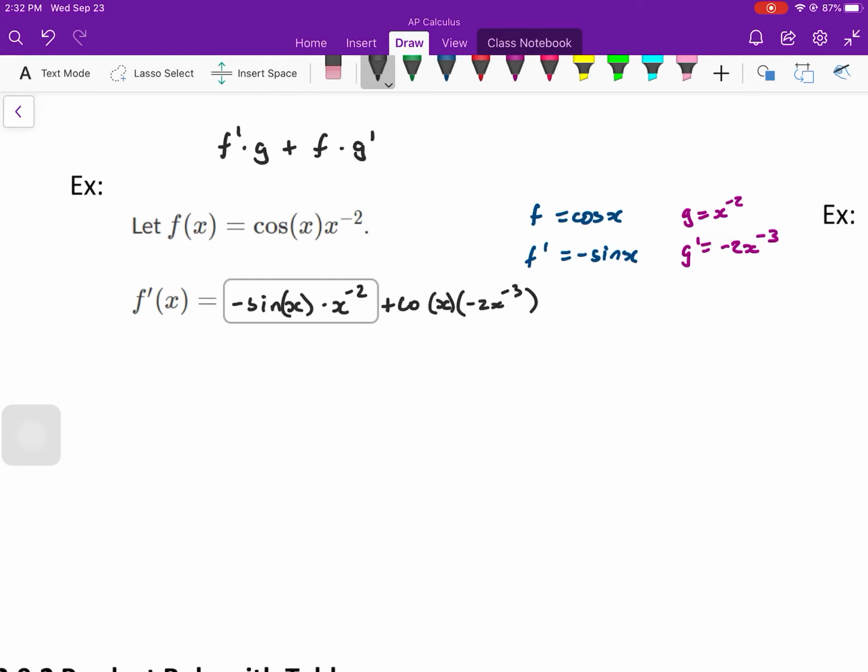We took care of that. That was the easy part. Now we got the hard part. So we have this here, the x to the negative 2. Let's bring this to the front. Let's bring the exponents to the front. That'll be a better idea.